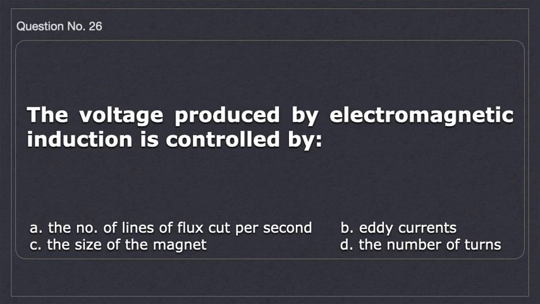Question number 26. The voltage produced by electromagnetic induction is controlled by A. The number of lines of flux cut per second, B. Eddy currents. C. The size of the magnet, D. The number of turns. Answer A. The number of lines of flux cut per second.